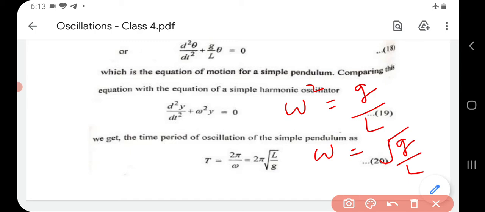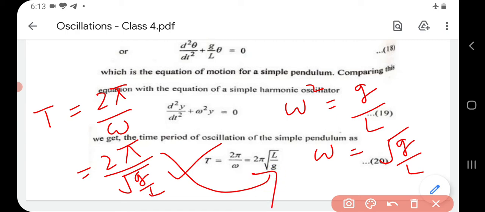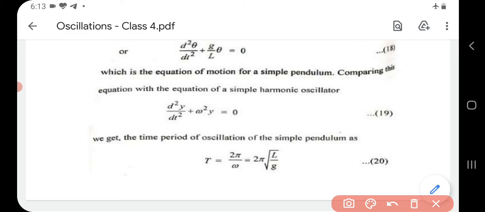Now we can find the value of the time period. Time period T is equal to 2 pi by omega. What is your omega? Root g by l. This reduces to 2 pi root l by g. That is the expression for the time period of a simple pendulum.